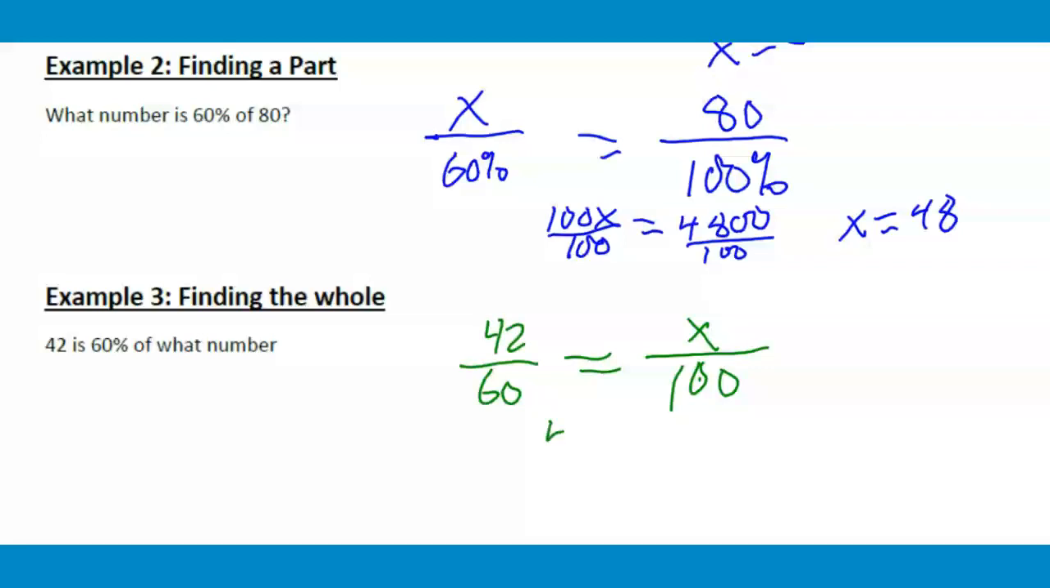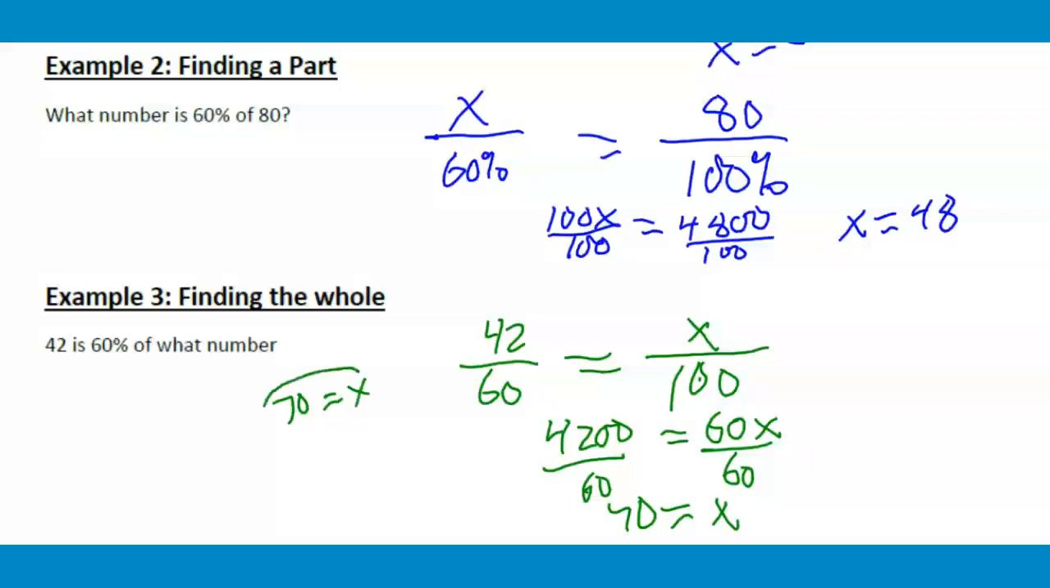Cross products here give me 4,200. That's 100 times 42 equals 60 times X. One-step equation, we're going to divide by 60, and we get X equals 70. Does that make sense? 42 is 60%. So 60% is more than half. So is 42 more than half of 70? Yes, it is. So 70 is the answer there. I'll write that a little clearer.